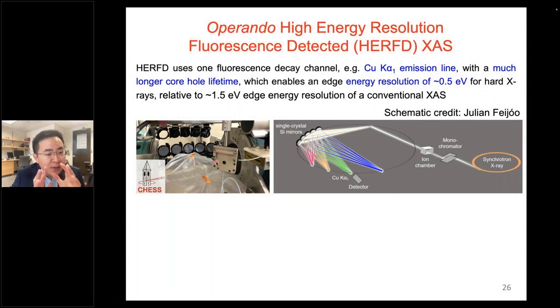And this is also the latest development in the hard X-ray community, where I wouldn't repeat the long name, so I simply refer to it as HERFD X-ray absorption spectroscopy. This basically gives us much higher energy resolution, sub-eV resolution for 7 keV hard X-rays. This gives us remarkable sensitivity to resolve subtle features.